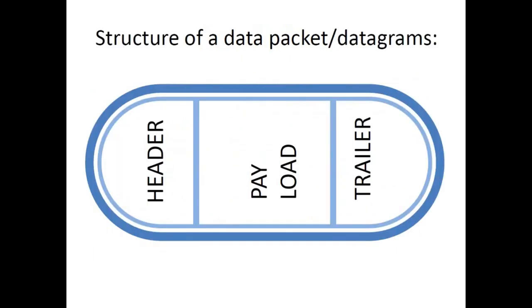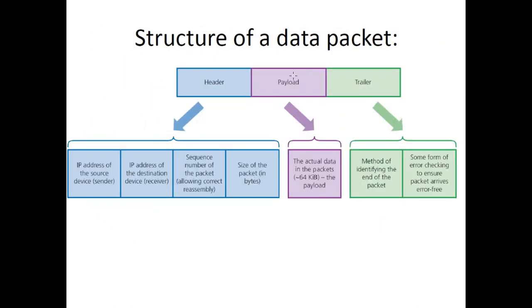Now, what is the structure of a data packet or a datagram? The structure is like this. There are three parts: a header, a payload, and a trailer. Inside the header there are four things: the IP address of the source or the sender, the IP address of the destination or the receiver, and the sequence number of the packet.